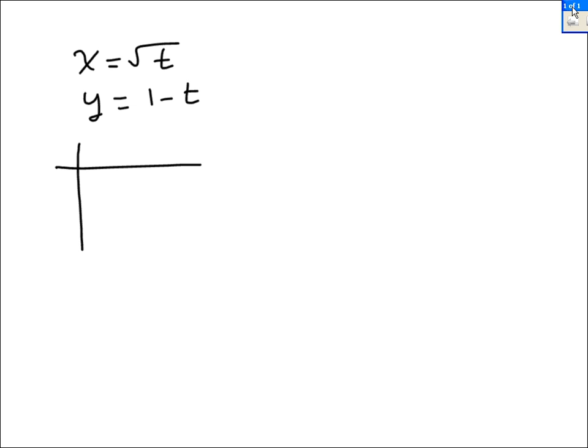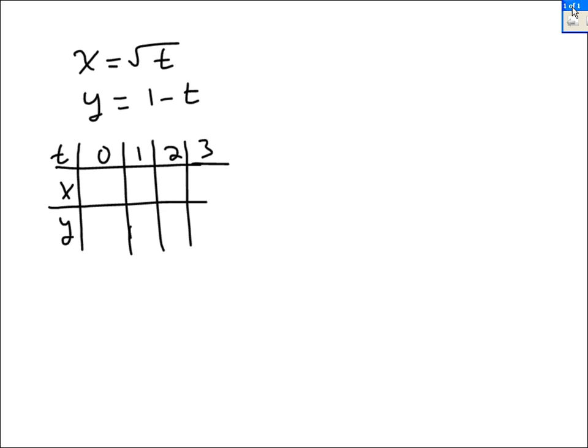Section number 13 is entitled Plane Curves and Parametric Equations. Suppose that you were told that x was equal to the square root of t and y was equal to 1 minus t, and you wanted to complete, say, this table. You wanted to find out the x and the y values for given t's. That is, I'll tell you t is 0, and say 1, and t is 2, and say t is 3.